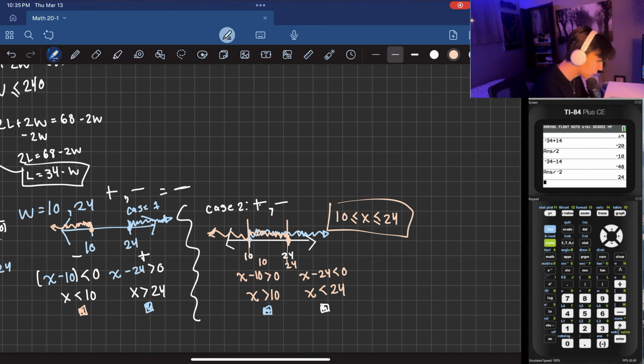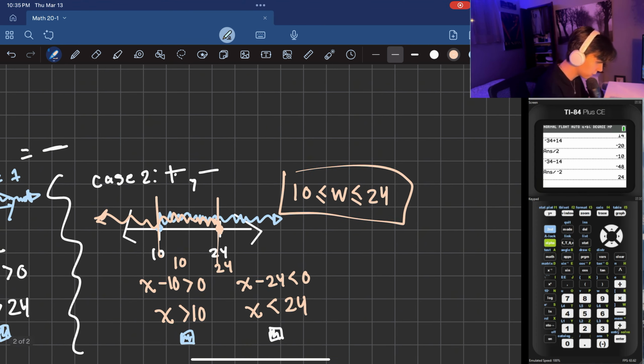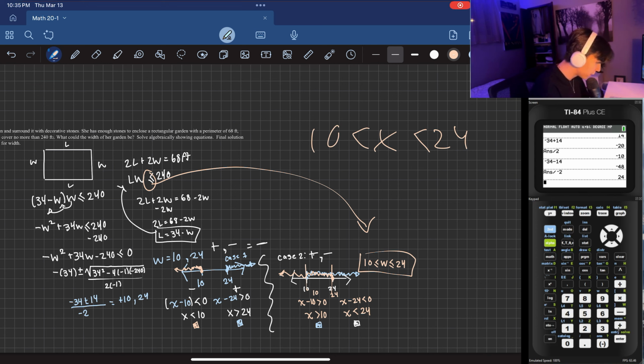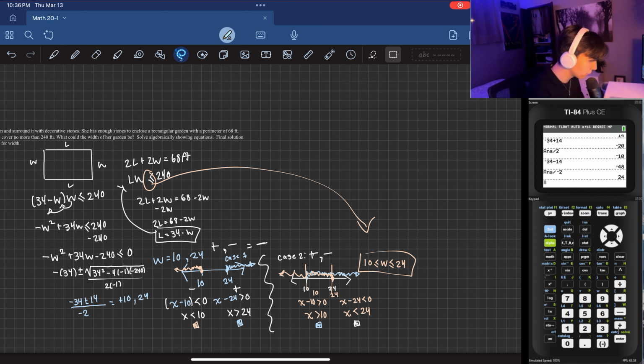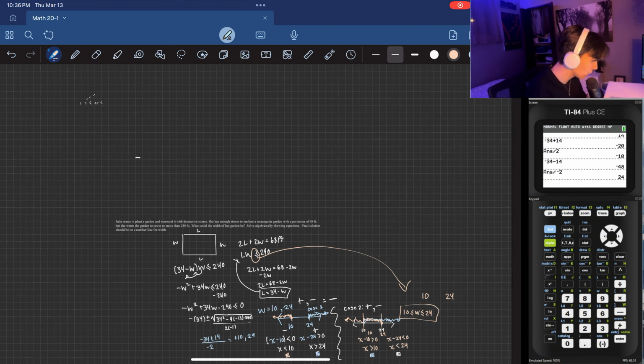So this is going to be represented by 10 is less than or equal to x is less than or equal to 24, and that is going to be your final answer here. But remember, since we have our w, we're just going to be using w in place of x here. And the reason we have our equal to sign is because our original equation has it. If it didn't, we would just leave it alone, like this. But since we do have it, we're going to put it in.